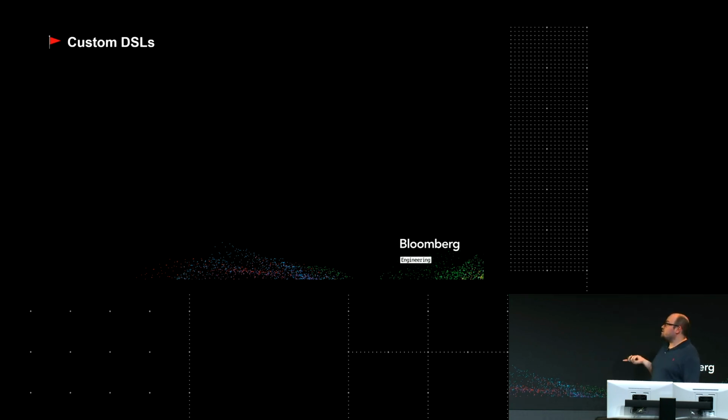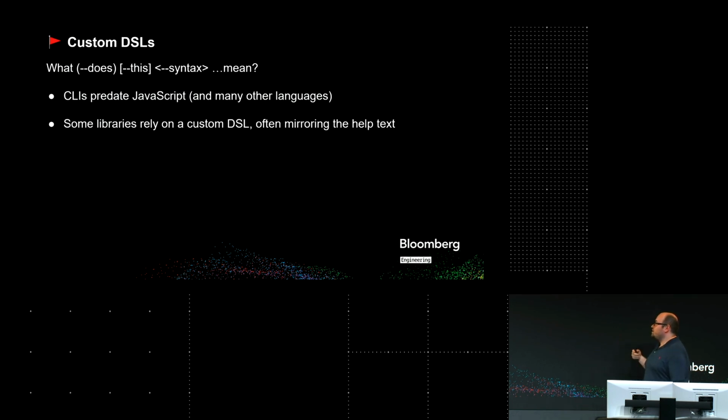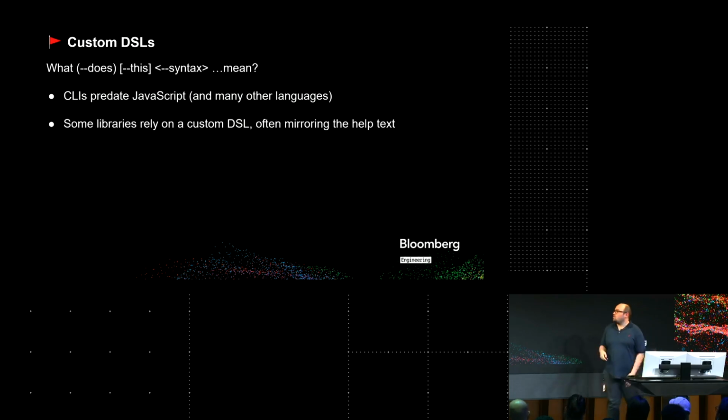Another red flag is custom DSLs. So random different characters on the command line. It's a fact that CLIs predate JavaScript. Terminal users have been using the terminal for a long time, and there are many other languages that have command line interfaces. Oftentimes, libraries rely on some custom DSL, which is defined to be like, oh, the parentheses mean optional, or the dashes mean flags, and different things like that, mirroring what you would see in the help text or how you would use it.